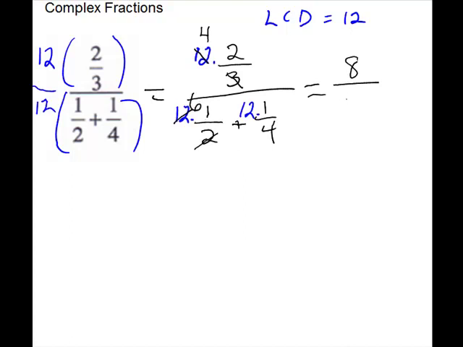6 times 1 is 6. 4 will go into 12 3 times. 3 times 1 is 3. And then we can finish on that denominator. 6 plus 3 is 9, and this will not reduce.